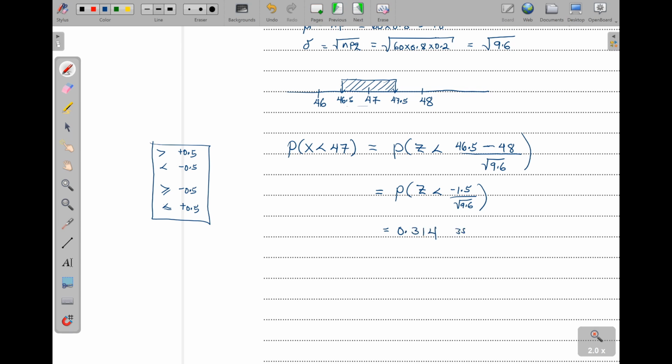0.314. Three significant figures, like that.